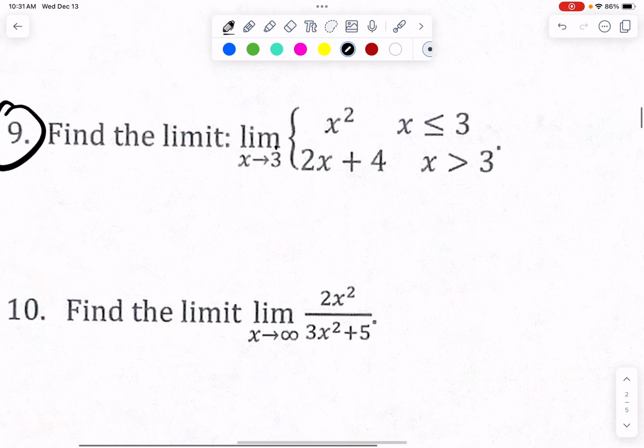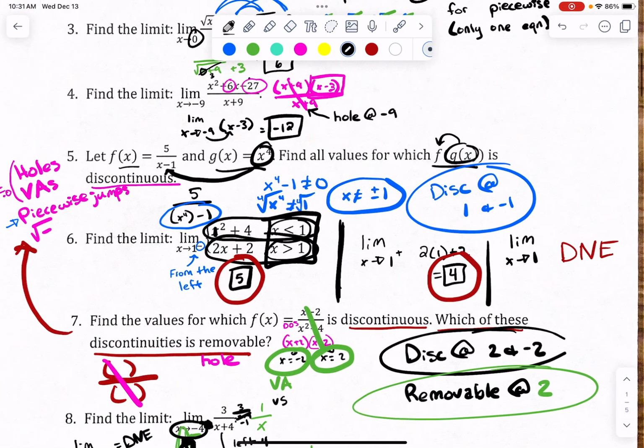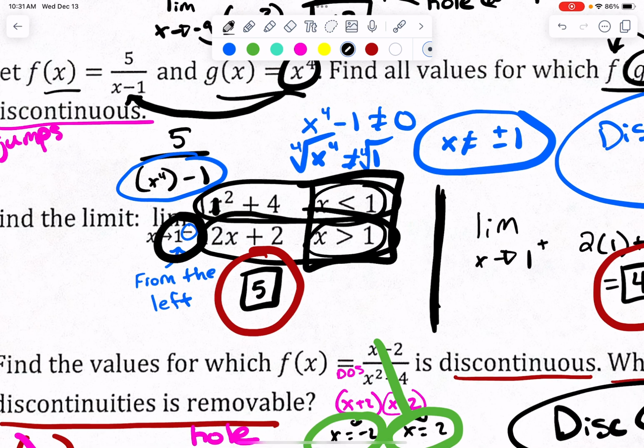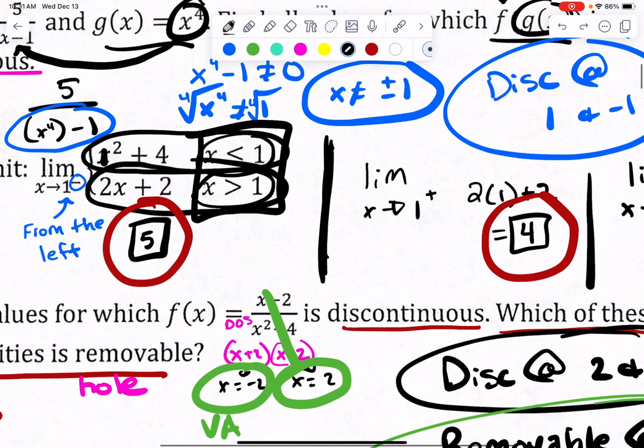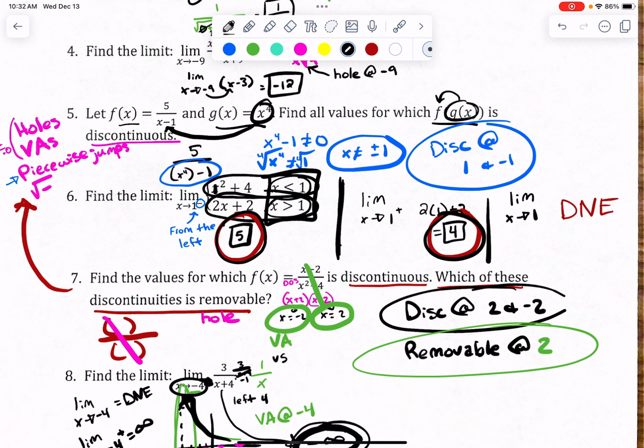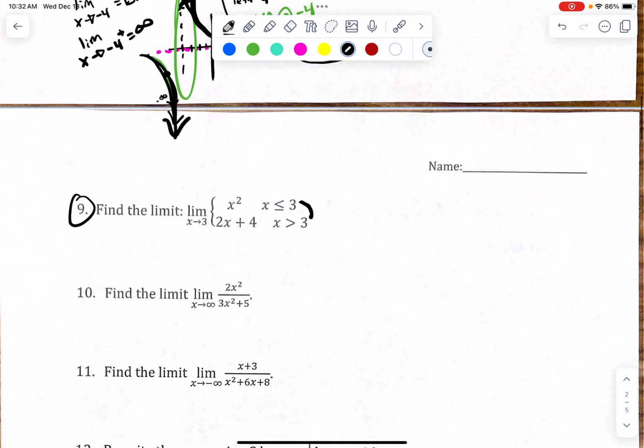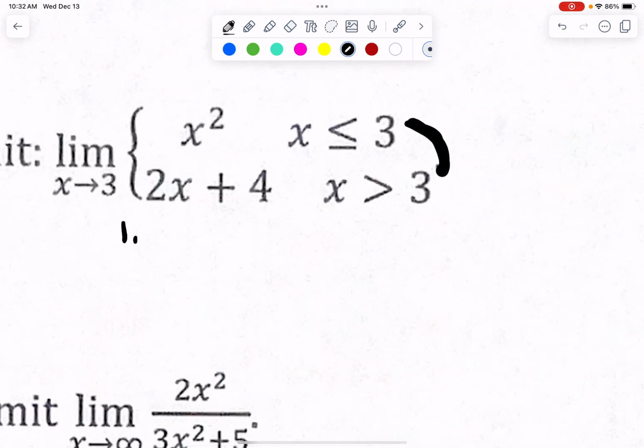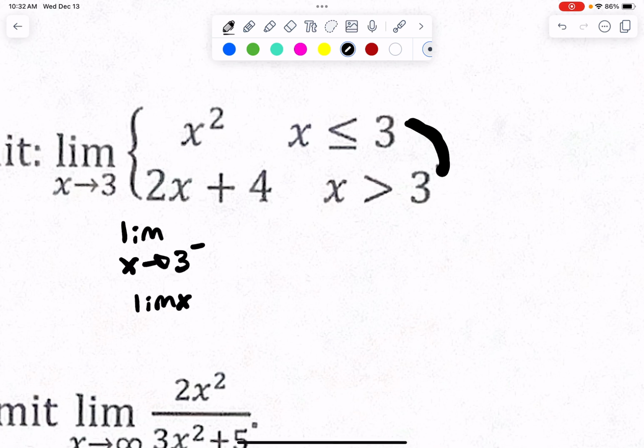Number 9, as x approaches 3, 3 is where my function hops. Now, this goes back to what I did up here. We're not looking at 3 on the left or 3 on the right. We're looking at 3 both sides together. So what I have to do is look at 3 from the left, look at 3 from the right, and see if those are the same number. If they are, great. If they're not, it does not exist. So let's see what's happening here. I'm going to do the limit as x goes to 3 from the left, the limit as x goes to 3 from the right, and then the limit as x goes to just 3 based upon these two answers.